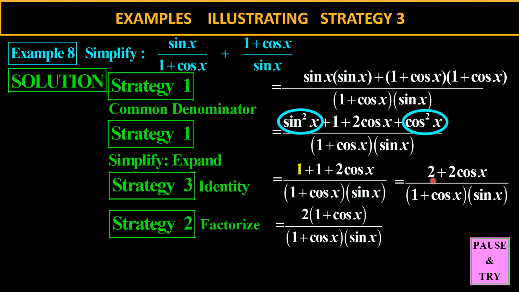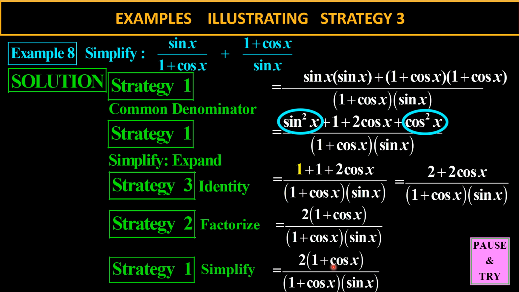Now, go back to 1 again. Can we simplify? Yes, we can simplify by cancelling out 1 plus cos x with 1 plus cos x. And there's my solution: 2 over sin x.